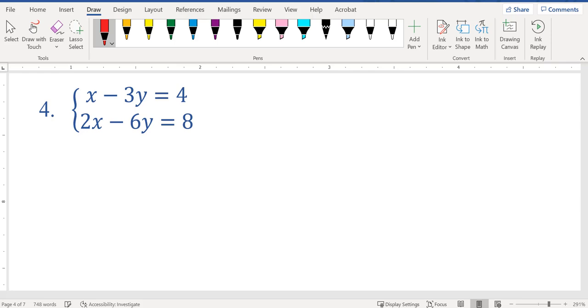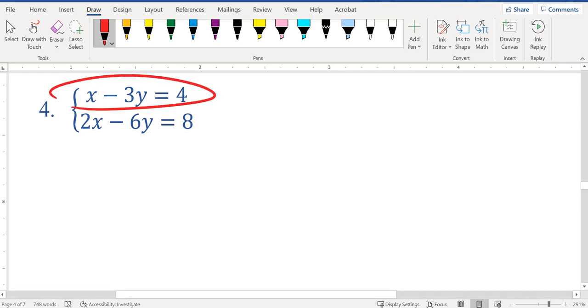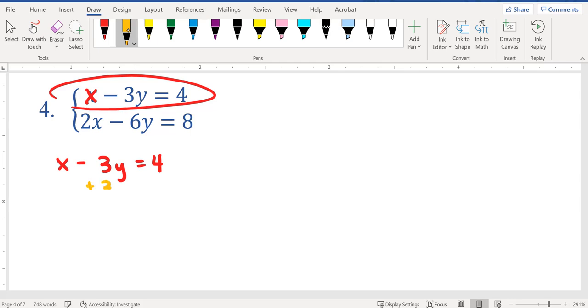Okay, I was just kidding. That wasn't the last one. One more. Let's go solve this system by substitution. Again, I'm going to pick this top equation and isolate the x. So if x minus 3y equals 4, to get x by itself, adding 3y to both sides, I get x equals 3y plus 4.